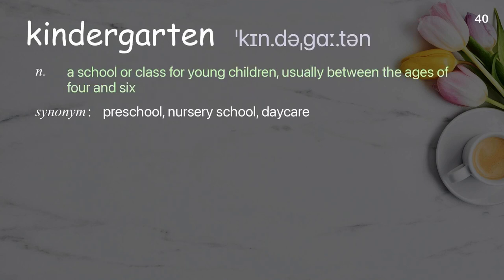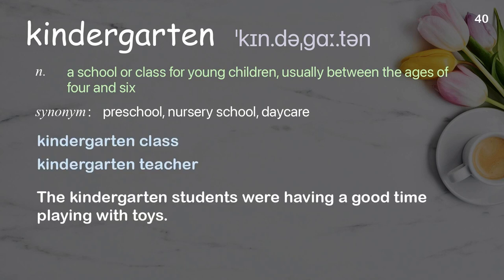Kindergarten. A school or class for young children, usually between the ages of 4 and 6. Examples. Kindergarten class. Kindergarten teacher. The kindergarten students were having a good time playing with toys.